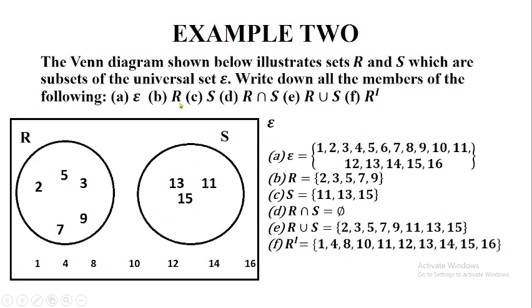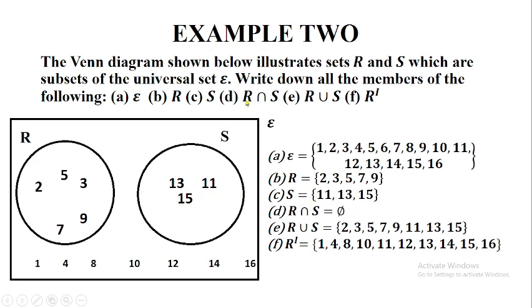So then the next question is the elements in set R. You can see that all the elements in the circle represent set R. So as you can see, we have 2, 3, 5, 7, and 9. Also we have question number C, the elements in set S, which you should be able to list now. That will give us 11, 13, and 15.